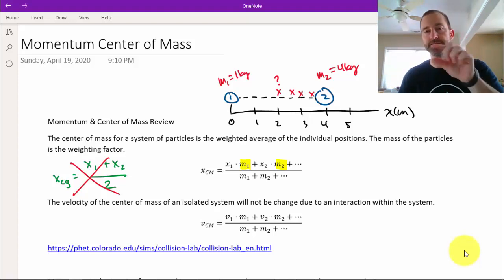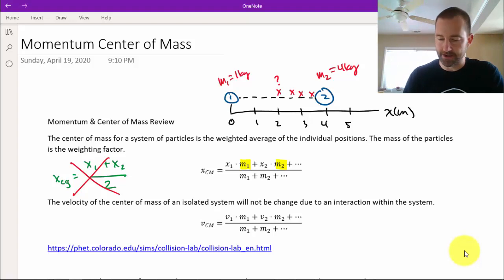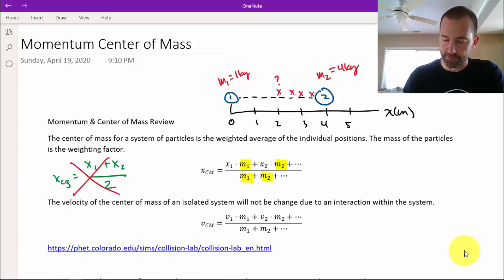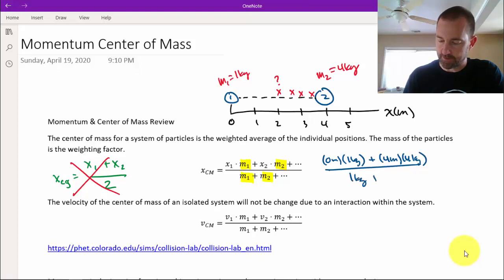So we end up taking the position times the mass for each object and then dividing not by the total number of things, but by the total number of kilograms of mass that we have. So in our example up above, the center of mass would be 0 meters times 1 kilogram plus 4 meters times 4 kilograms, all divided by 1 kilogram plus 4 kilograms.